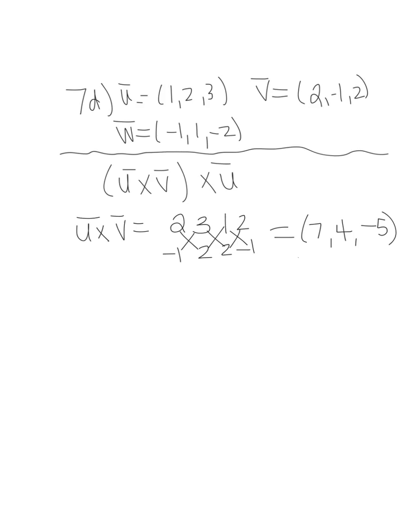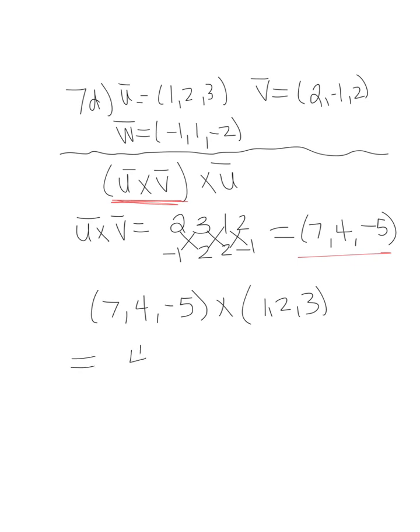I'm going to take this answer that I just got, and I'm going to plug it back into the formula. So I am left with u cross v, which was 7, 4, negative 5, cross w, which in the original question was 1, 2, 3. I'm going to do the cross product my favorite way, starting in the middle. I am going to have 4, negative 5, 7, 4, and then from this vector over here, starting in the middle, 2, 3, 1, 2.